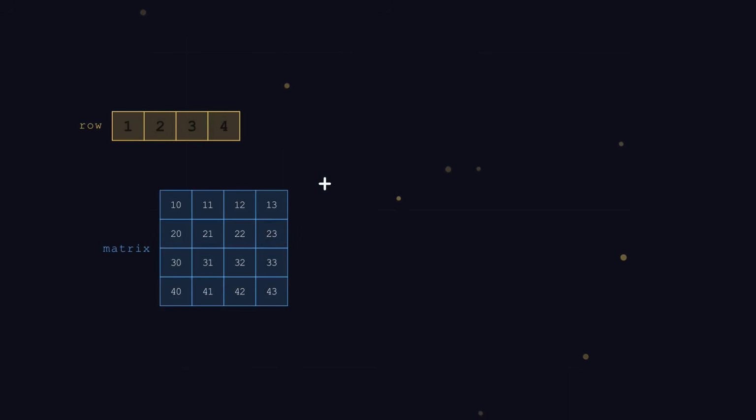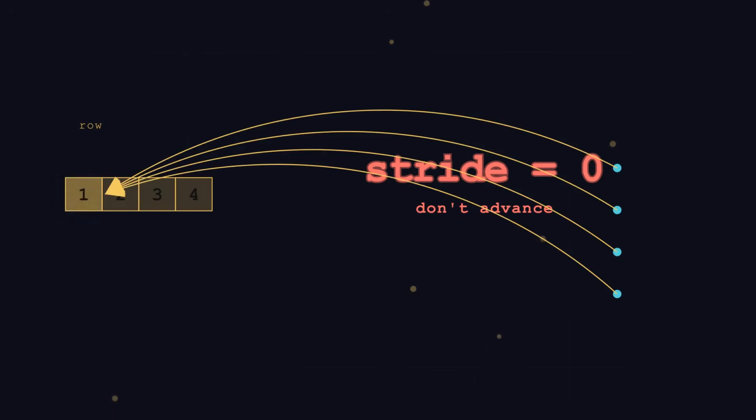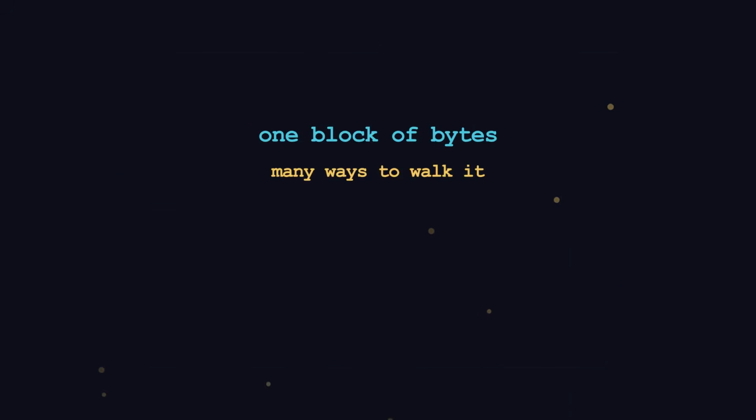Broadcasting uses the same trick, adding a row to a whole matrix. It looks like the row got copied to every row below. It didn't. Broadcasting sets a stride of 0. Stride 0 means don't advance. Read the same bytes again and again. 1 block of bytes, many ways to walk it. Still 1 C loop at the bottom.